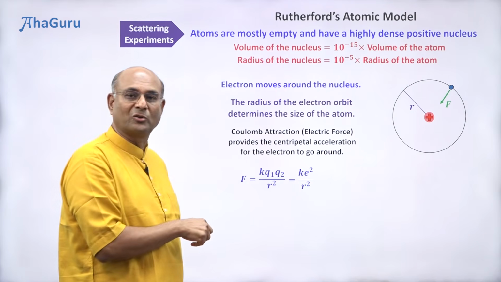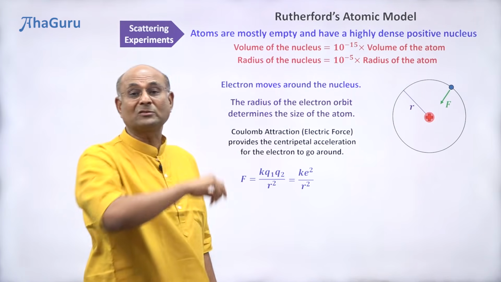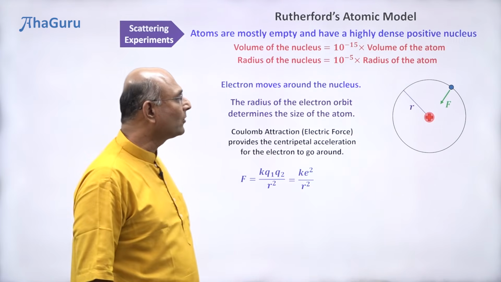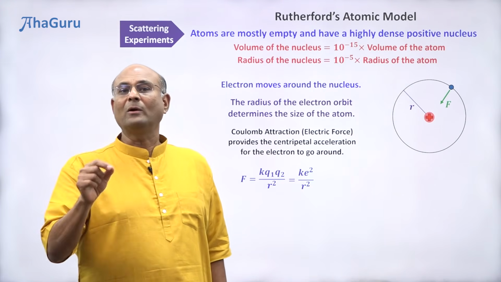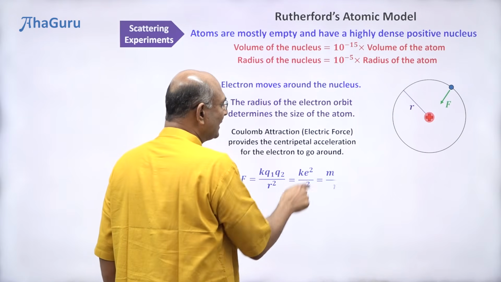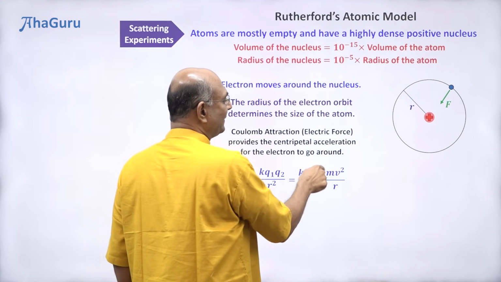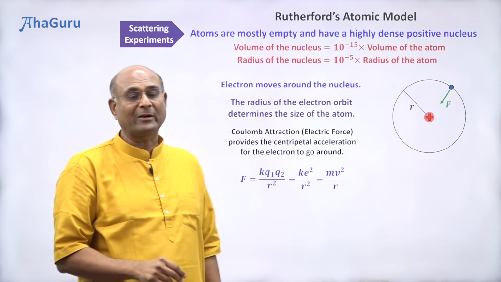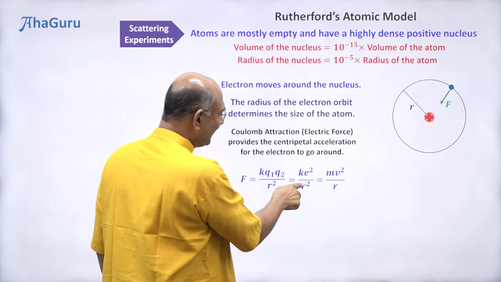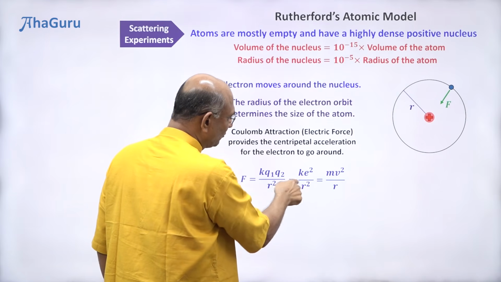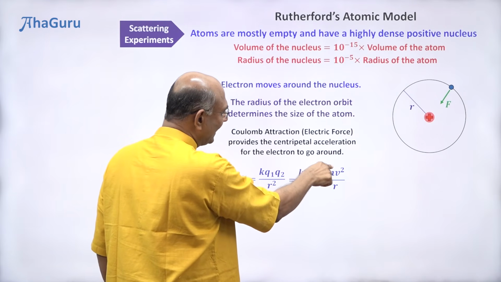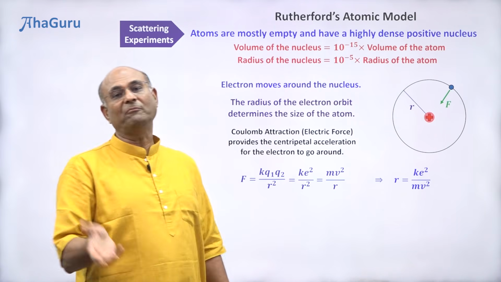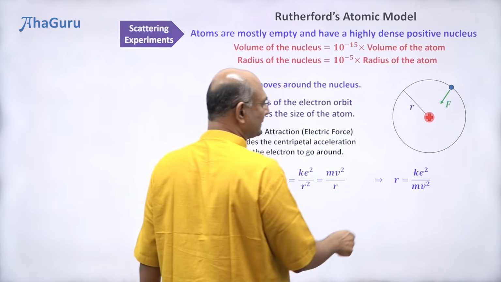k is of course Coulomb's constant. So we know what this Coulomb force, the electric force acting on this electron, is. Now that must be equal to mv squared by r, the centripetal force, right? where m is the mass of the electron, v is the speed with which the electron is revolving around. If I look at this equation, I can cancel out one r, take the other r there and bring the mv squared down. So I can then write r is ke squared by mv squared.